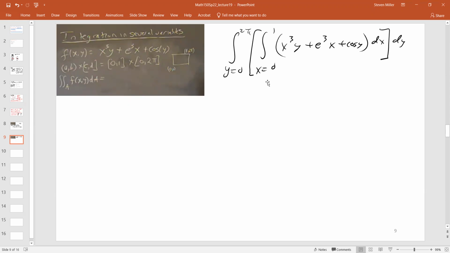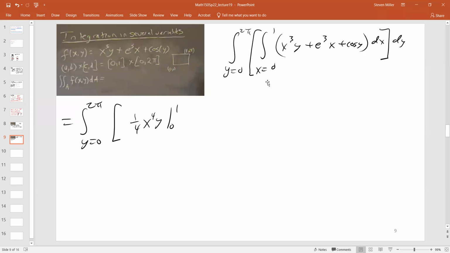So now we would have the integral y goes from 0 to 2 pi. Now let's do the x integration. So we have x cubed y. Can somebody tell me what is the integral of x cubed y with respect to x? So what function, when I differentiate with respect to x, gives me x cubed y? One-fourth x to the fourth y, and I evaluate this at 0 and 1. I could, of course, have a plus c if I wanted, but because I'm evaluating at 2 points, the plus c would cancel. So I might as well take the simplest possible antiderivative.